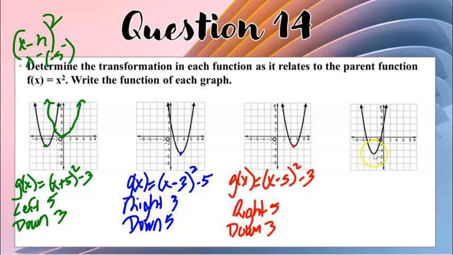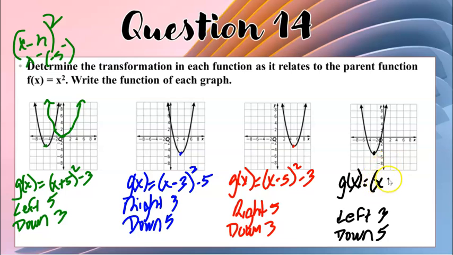And our last one, this one went to the left 3, down 5. And my equation, g of x equaling, since it's to the left, it's going to be a plus inside the parentheses, so x plus 3 squared, and then down 5 means minus 5. So those are questions you can use to review for Module 1.